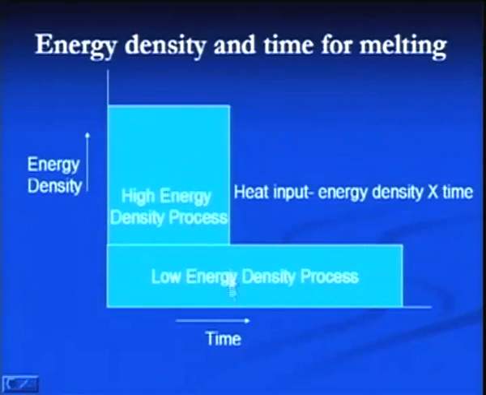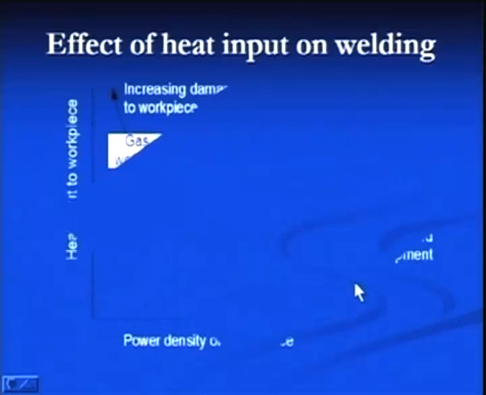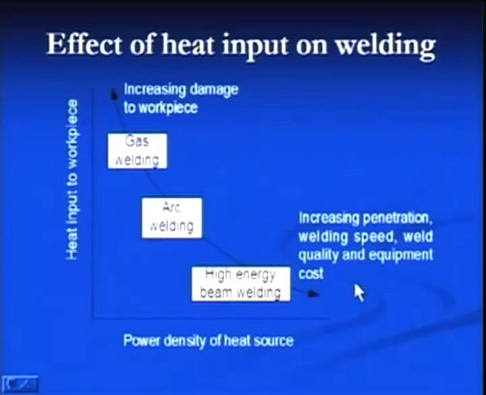The higher the energy density, the lower the time required to melt the metal and produce the joint, and the lower the energy density, the longer the time required for bringing the metal to the molten condition to produce the joint. The effect of heat input on weldment performance can be seen from this diagram. Power density of the heat source is on the abscissa and heat input to the workpiece on the ordinate. The lower the power density, the higher the heat input required for producing the weld joint.